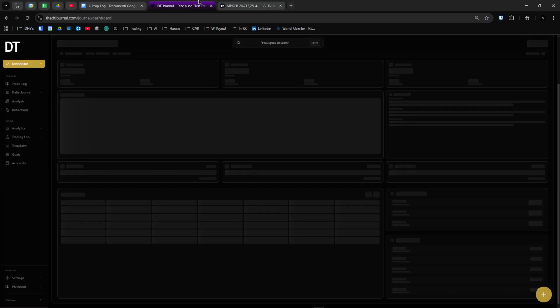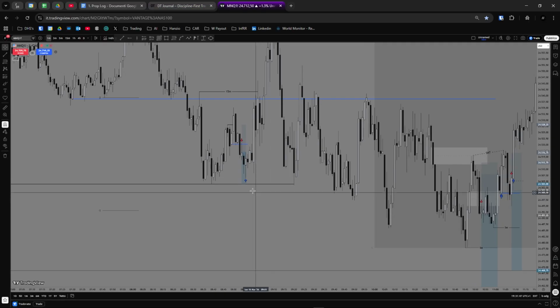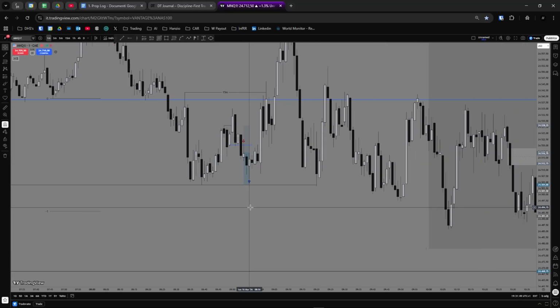So starting with overall P&L, we lost 377 on a funded account, and I was risking 120 per trade. I took four trades: one break even and three losses. So this one was the break even.